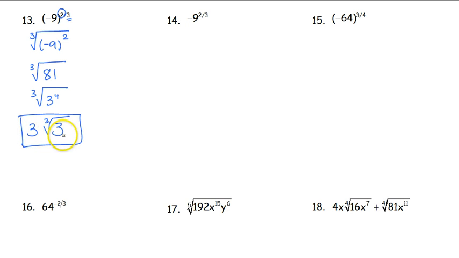Again, don't forget, we've got lots of 3's in this problem. Don't forget to write that superscript of 3 right there, indicating the cube root.